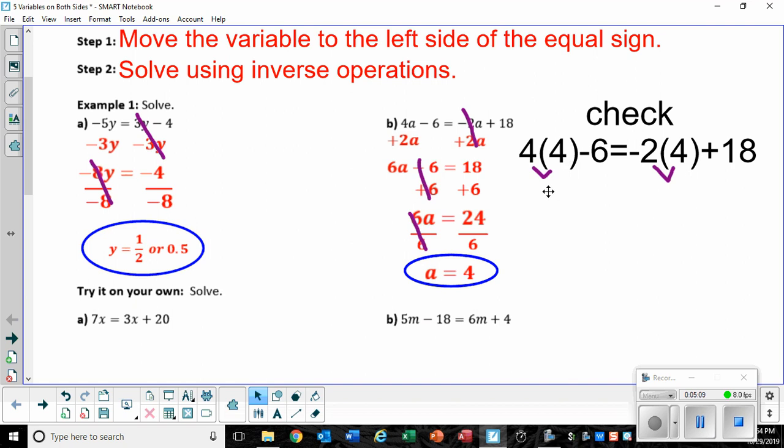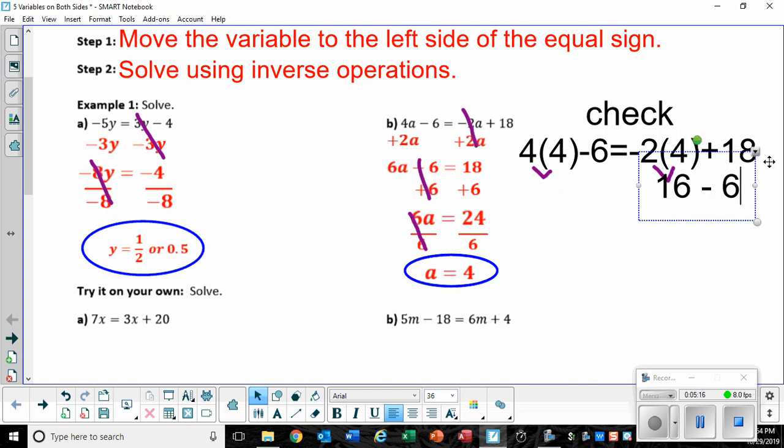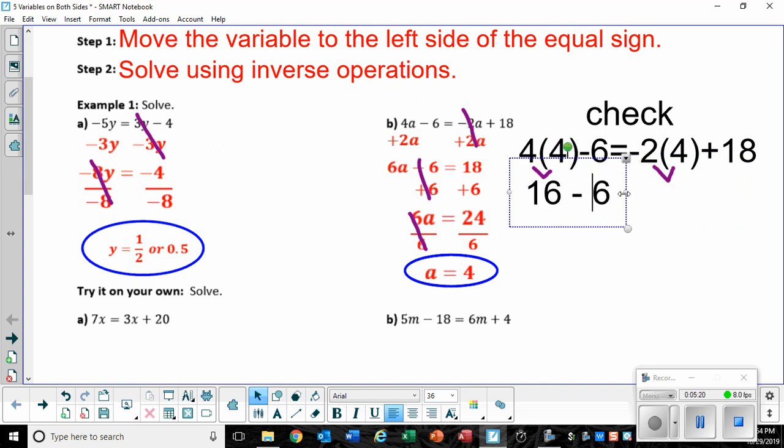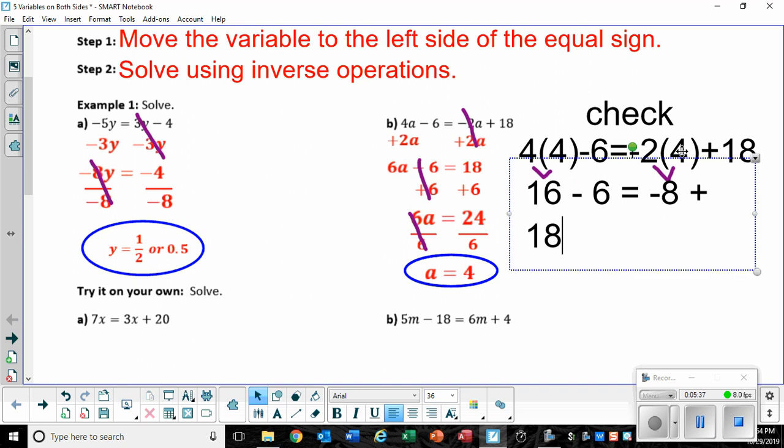So here I get 4 times 4 gives me 16. Oop, minus 6. Move this over here, and adjust that. There we go. And that's supposed to equal, here we go. And then I do the negative 2 times 4 gives me negative 8. And then plus 18.